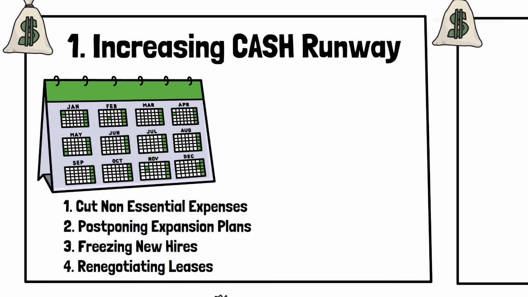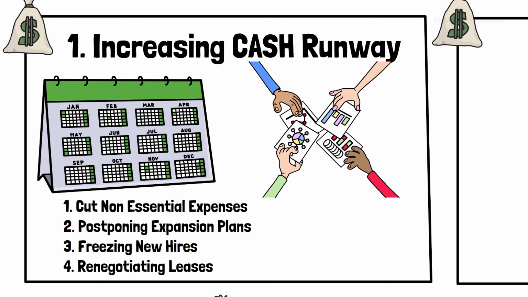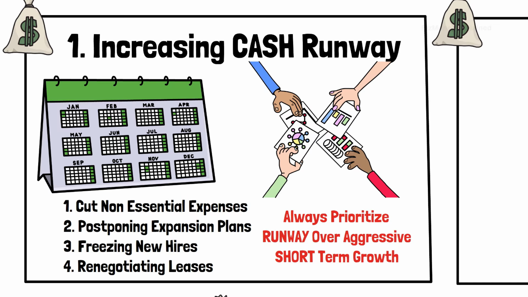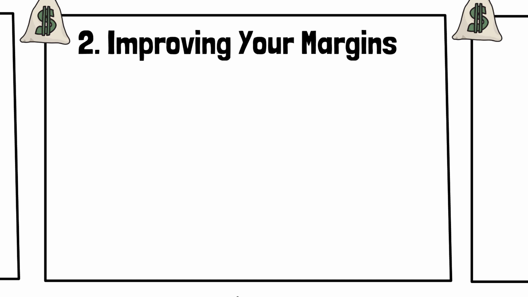This does not mean shrinking your company forever. It simply means giving yourself breathing room during uncertain times. Businesses that survive recessions always prioritize runway over aggressive short-term growth. The second strategy is improving your margins through smarter pricing and cost management.